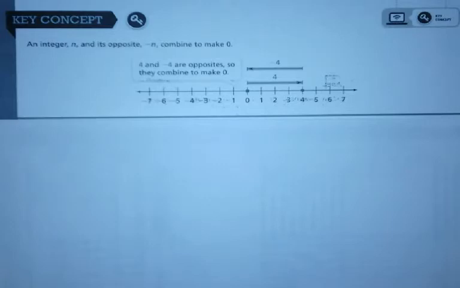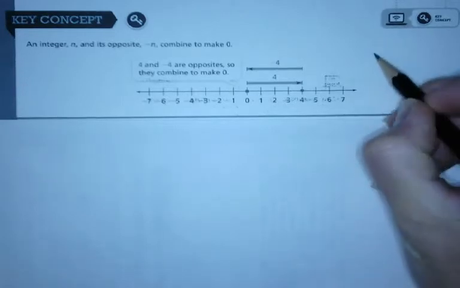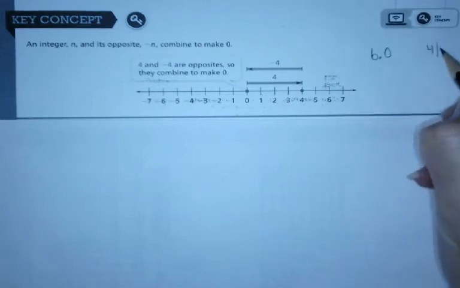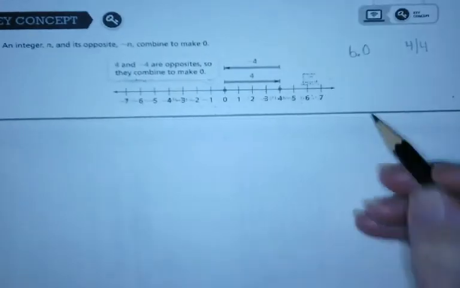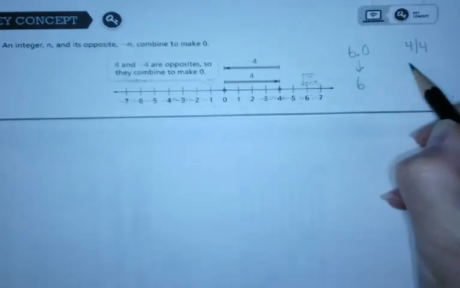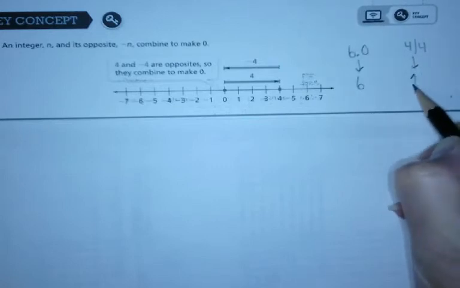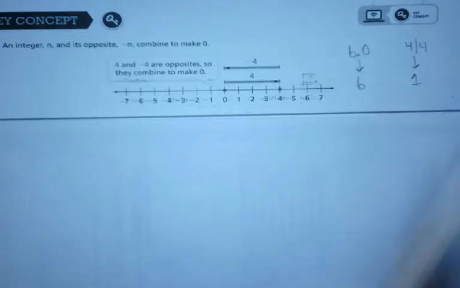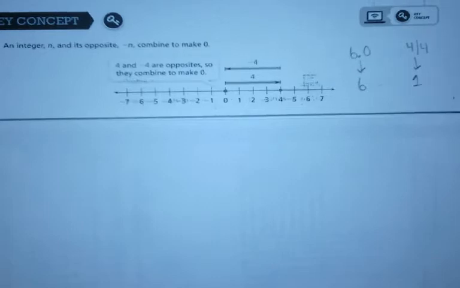An integer is any number that is not either a decimal or a fraction. However, numbers like 6.0 and 4 out of 4 are examples of integers because they can be simplified to whole numbers. So 6.0 is the same as 6, and 4 out of 4 is the same as 1. So an integer is any whole number and includes 0 and negative numbers.